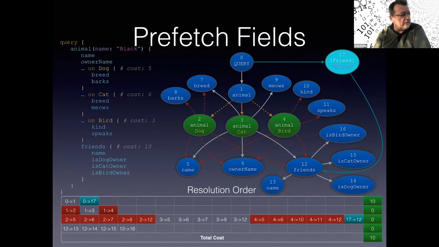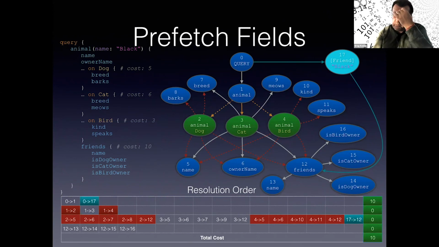in the third bucket, where the edge 3 to 12 needs to be executed, instead of the resolver for that edge going against the friends data source, it will just get the friends from the cache because they were already fetched, and that costs nothing. Therefore the overall total cost for this query would be just 10 instead of 16 as it was in the previous case.